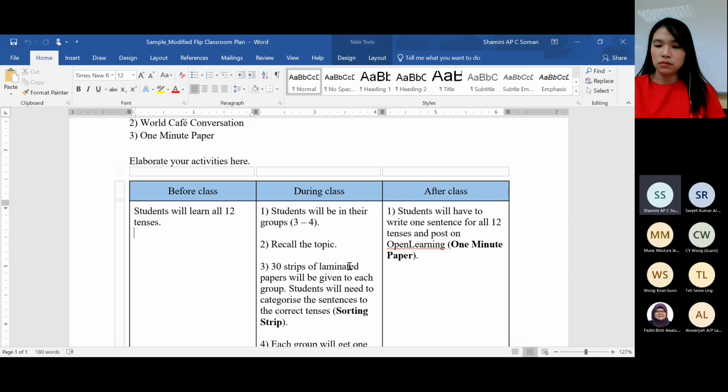They will have to identify, or they probably will have a piece of paper or a margin paper, depending on the size of the class.